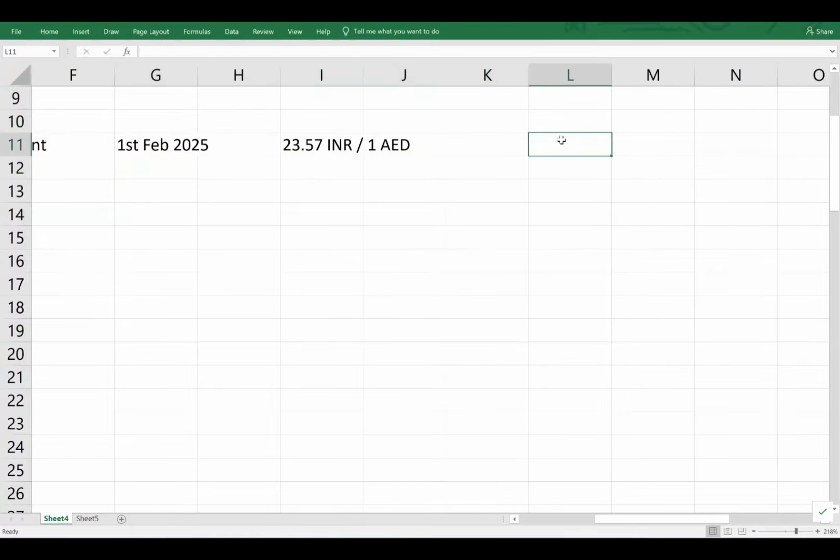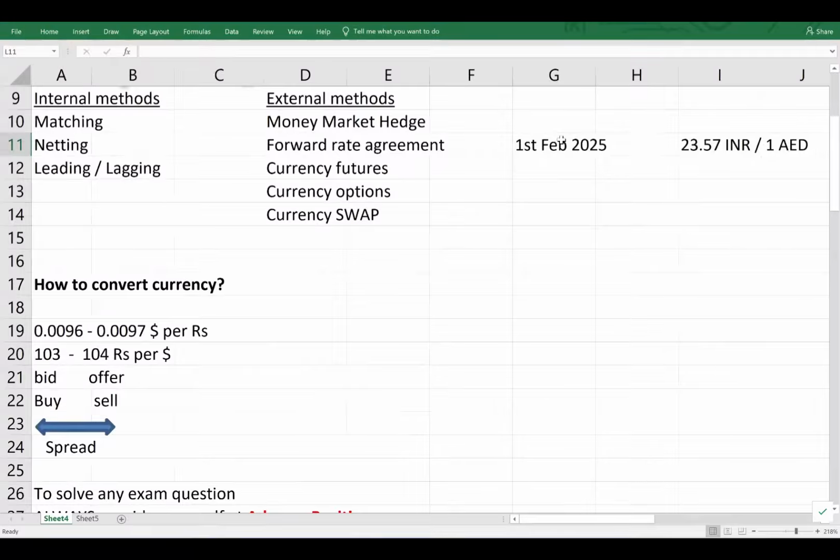When you go to an exchange anywhere in the UAE and ask them, okay, what is the exchange rate today? They will first ask you one question: do you want to sell currency or buy currency? Because when you sell currency, they will offer you a different rate, and when you buy currency, they will offer you a different rate. So there are always two rates. One is the selling rate and one is the buying rate.